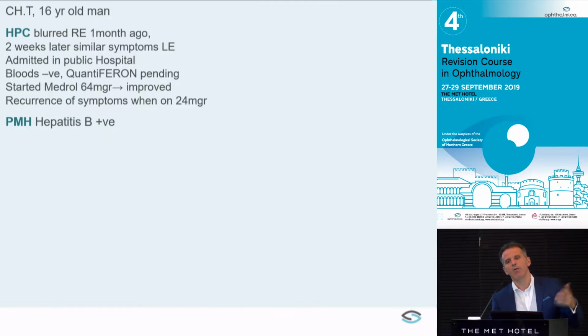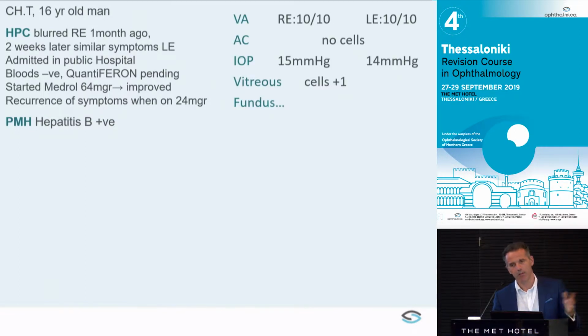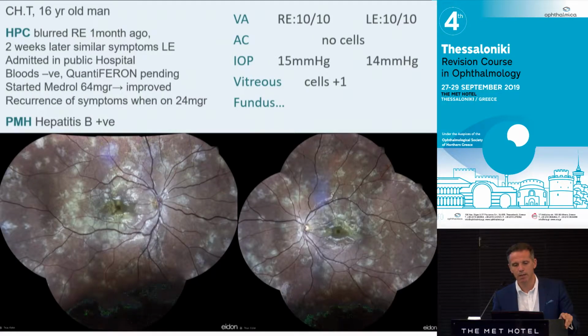According to the history, his symptoms improved, but they recurred when they were tapering the steroids and were down to 24 milligrams. Other than that, he was exposed to hepatitis B, but he was fit and well otherwise. His visual acuity was completely normal, 10/10. He had no AC reaction, normal intraocular pressure, mild vitritis, and that's the appearance of his fundus.